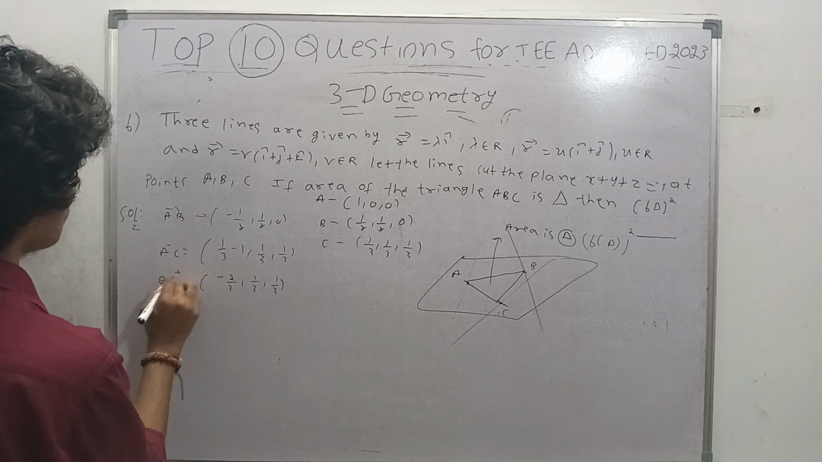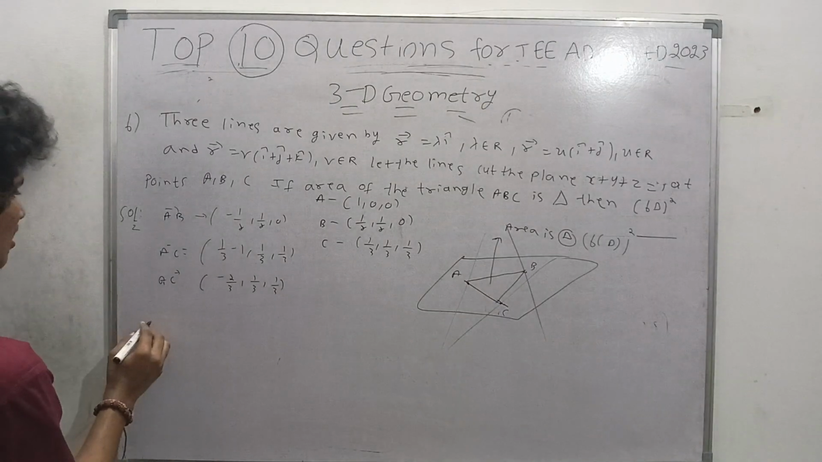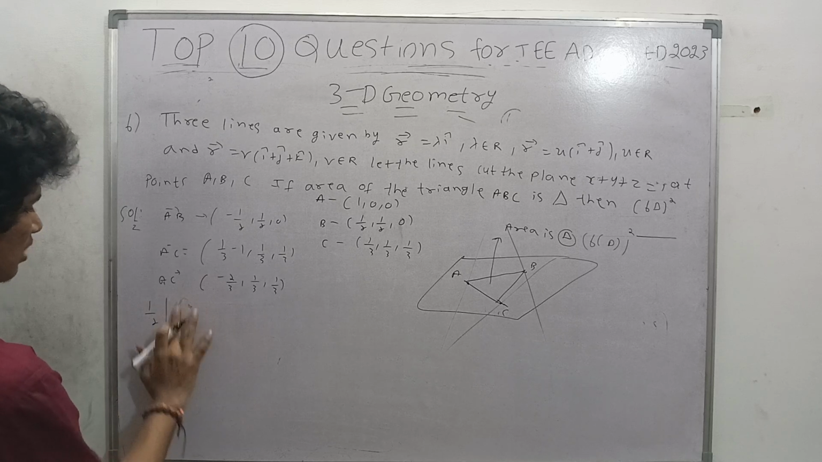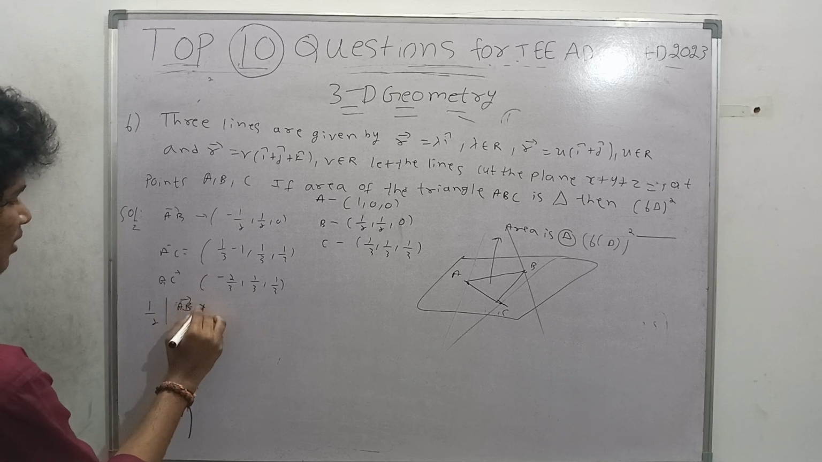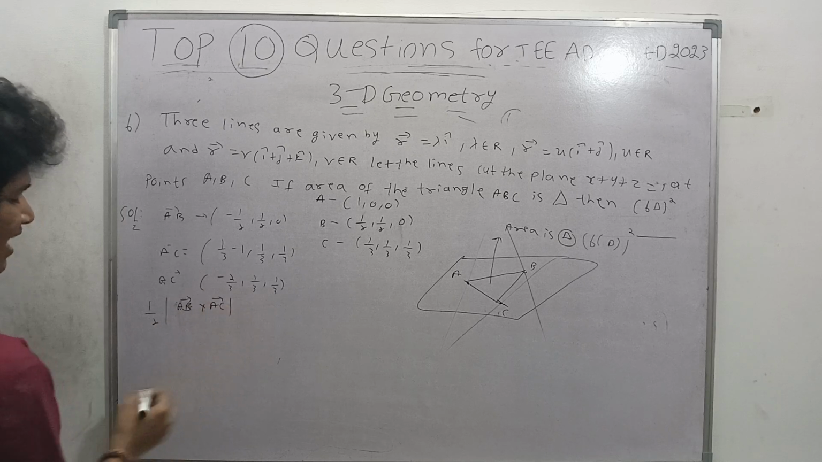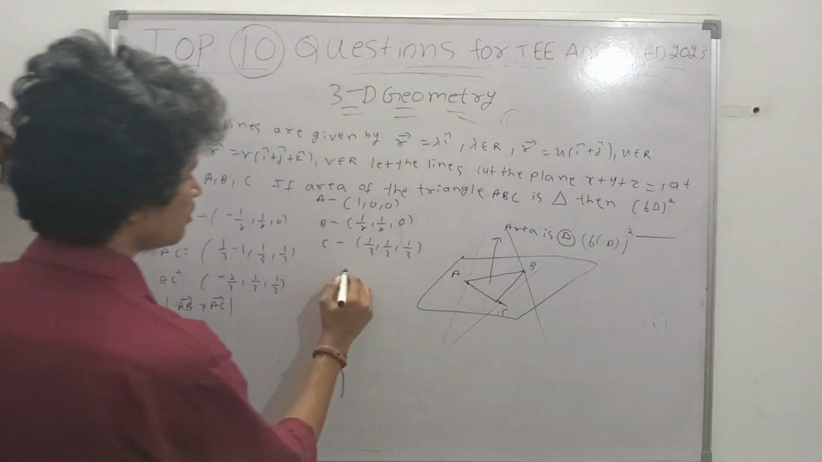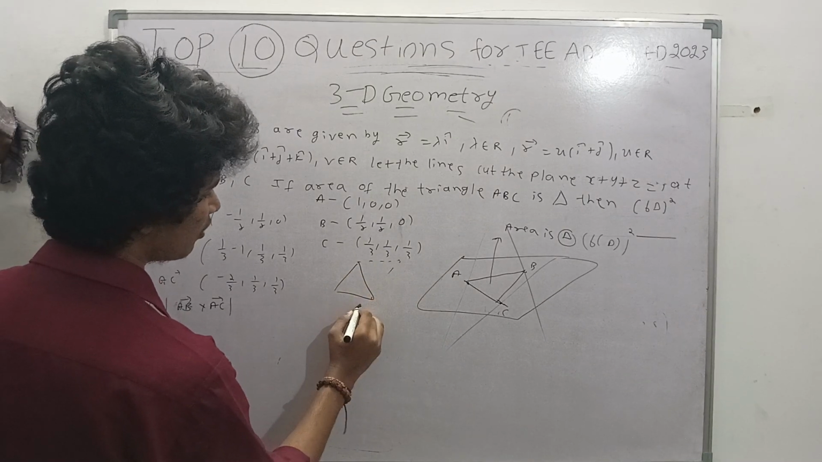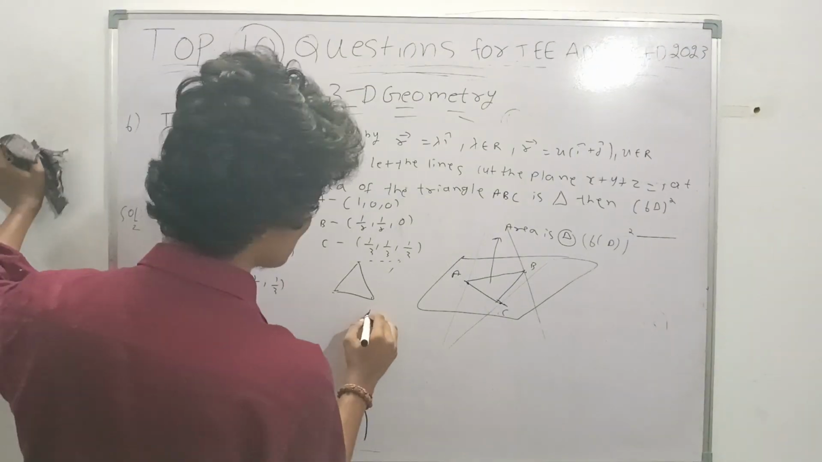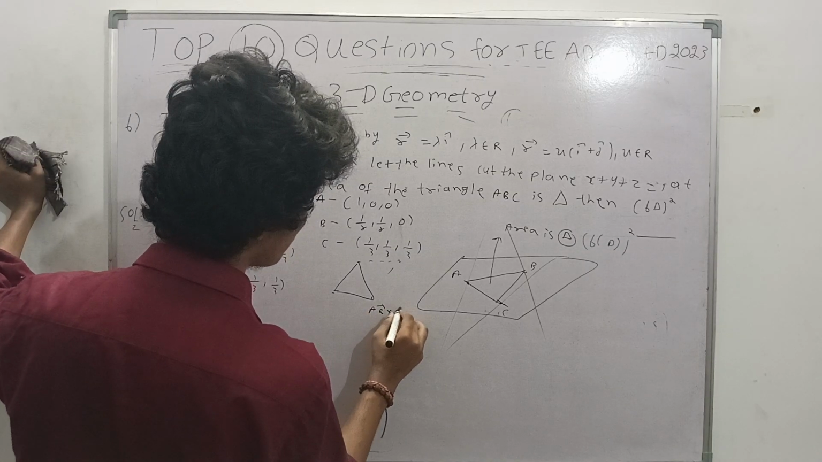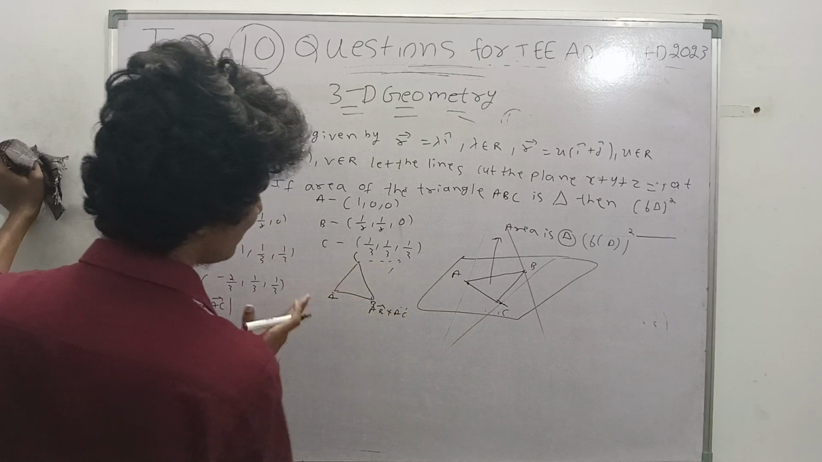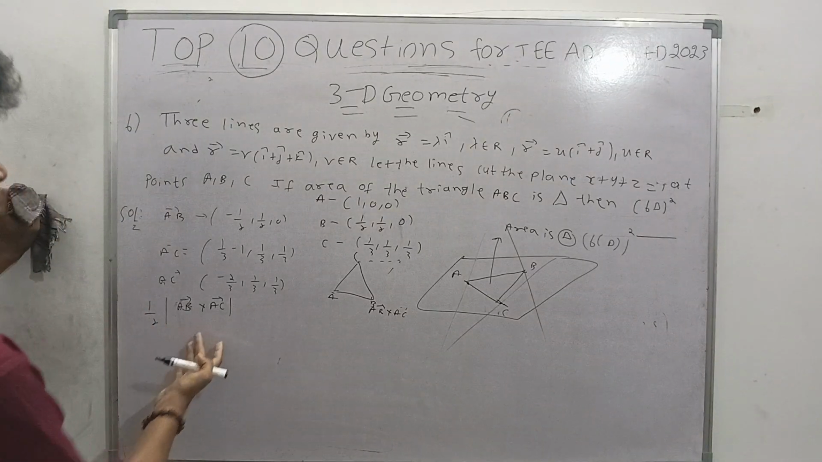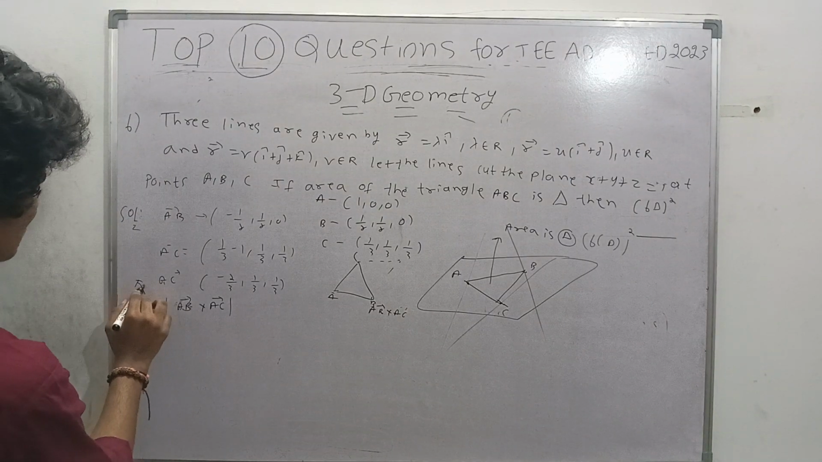So in order to find the area, what I can do is half mod of AB cross AC. I can use the triangle formula. How did I get this formula? This is a triangle. If I draw a parallelogram, what is the area of the parallelogram? If the adjacent sides are given, it is mod of AB bar cross AC bar. It is A, it is B, it is C. But the triangle is half of the parallelogram. So it will be half into mod of AB bar cross AC bar. This is the triangle area.